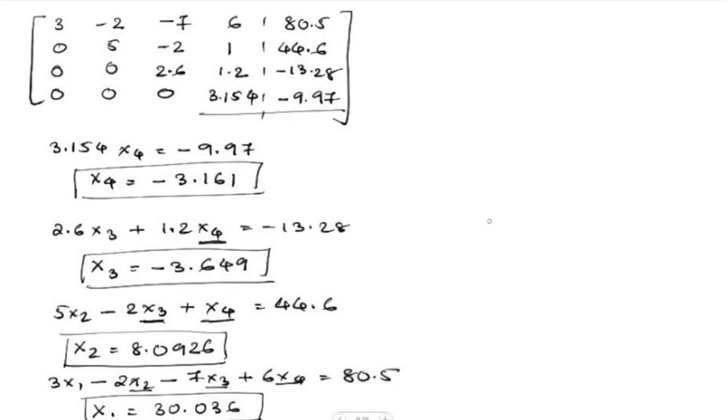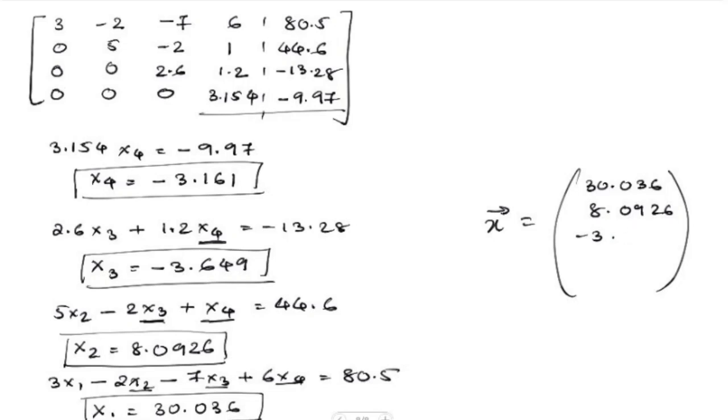So yeah, you can write your solution vector x as 30.036 and 8.0926, minus 3.649 and minus 3.161. That's the end of task.